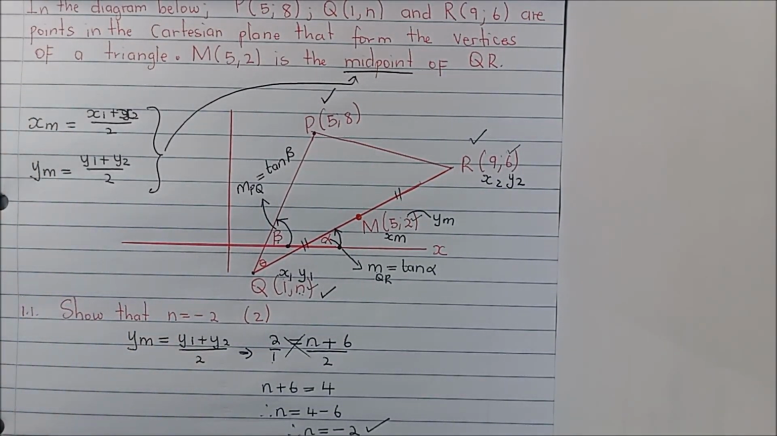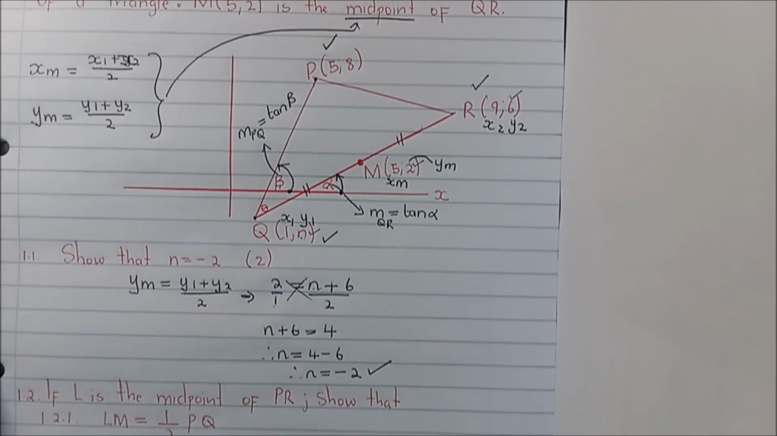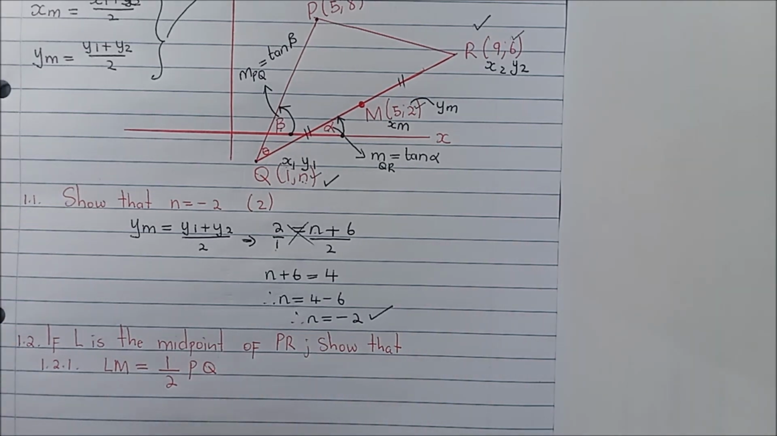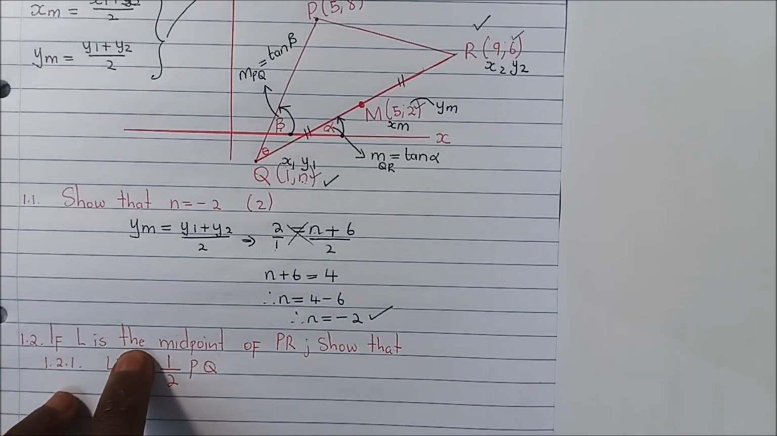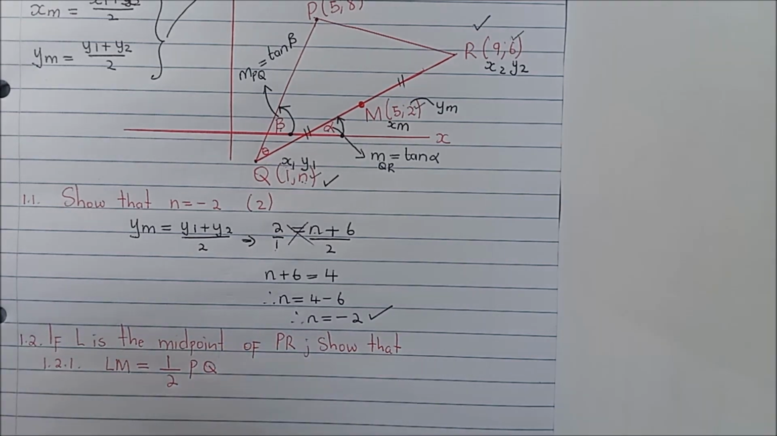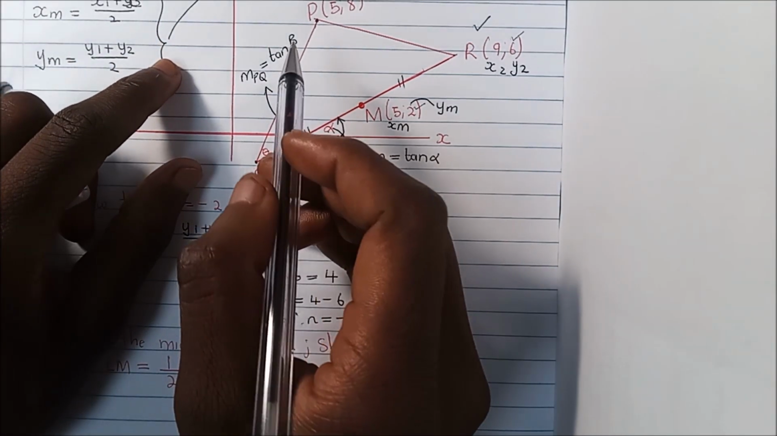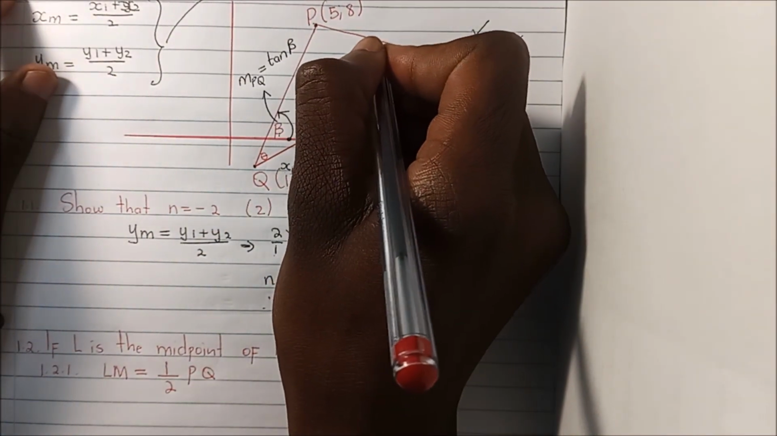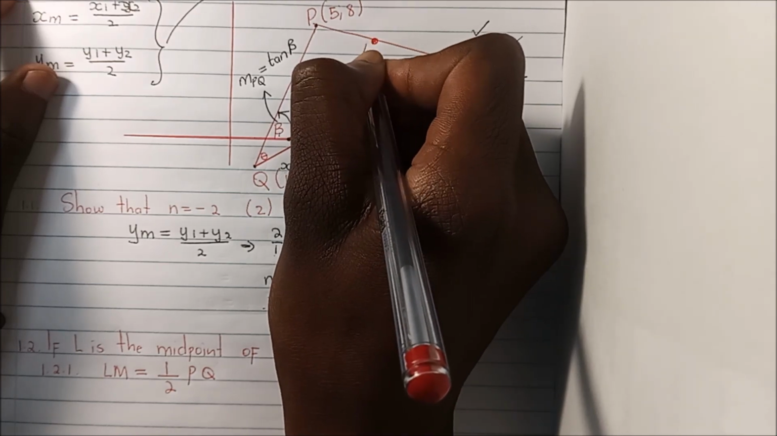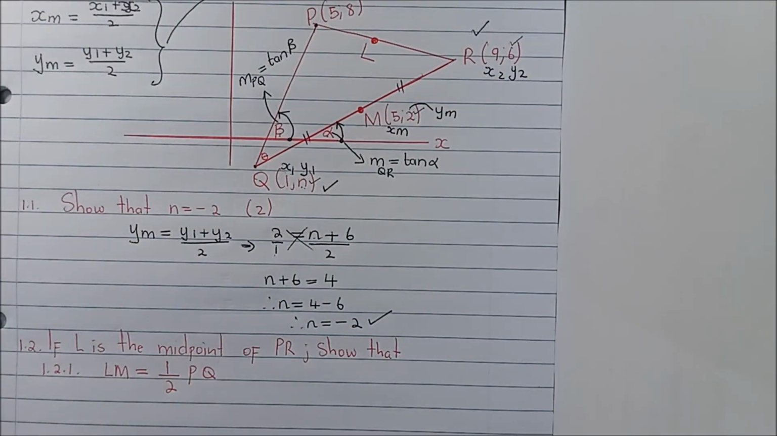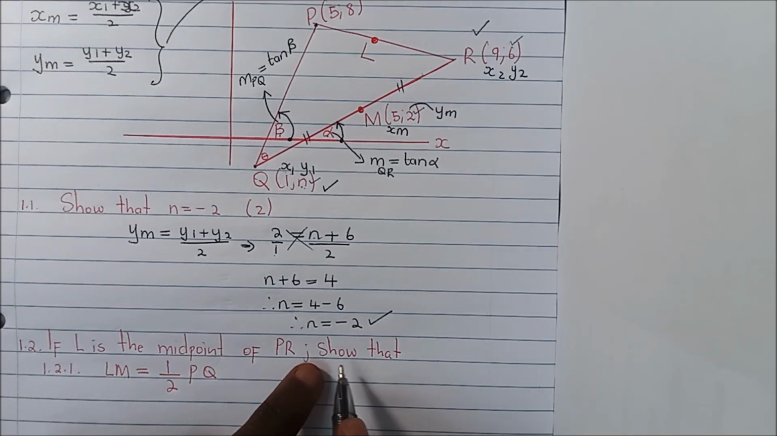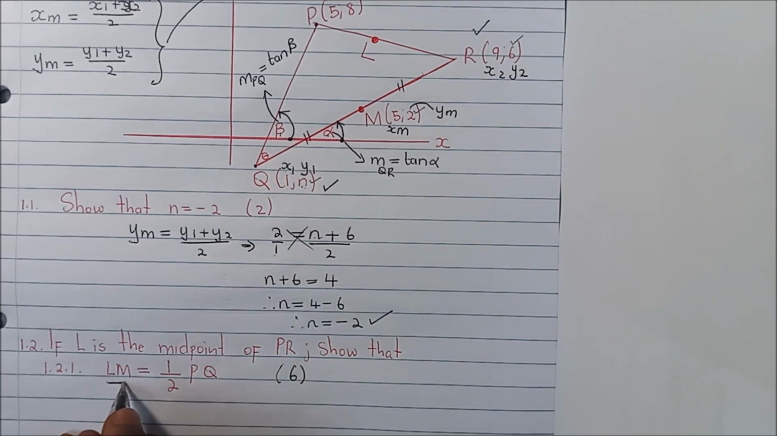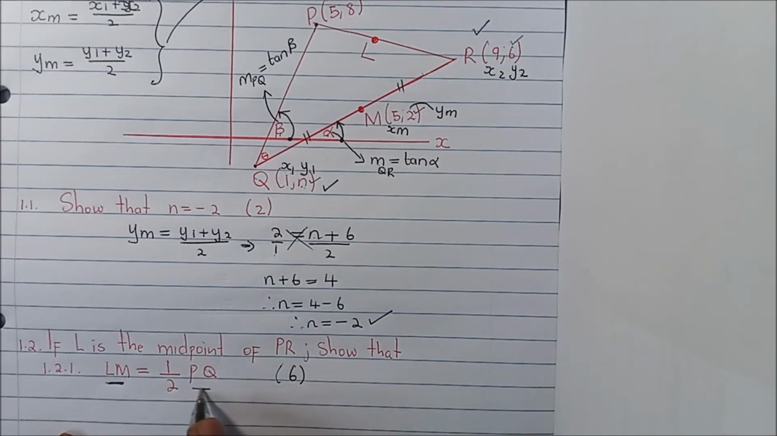The second question is, if L, okay, let me go to the second question. They're saying if L is the midpoint of PR, so that means let's go and put that L. So L is the midpoint of PR. Let's put L somewhere there. So there's our L. Of PR, show that LM, this was a 6 marks question. They're saying show that LM is equal to half of PQ.